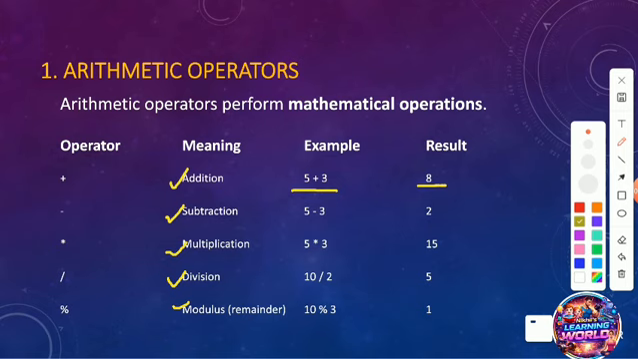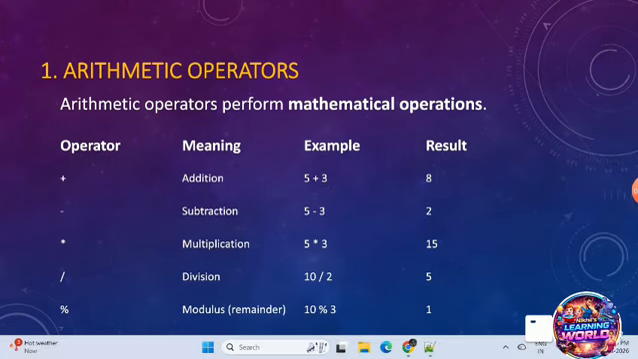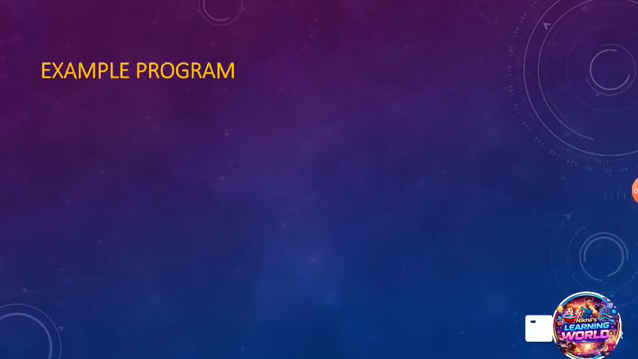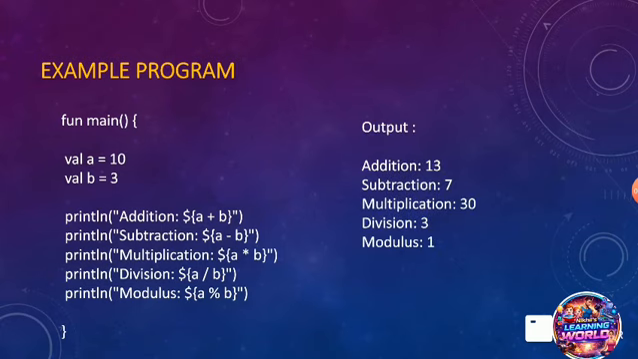Here is the chart: addition, subtraction, multiplication, division and modulus, that is the remainder. For example, a plus b, as in the example, 5 plus 3 is equal to 8. So these are the very basic things. Modulus is like the remainder after a division. So 10 divided by 3 equals 3, but 1 is the remainder here, that is the modulus.